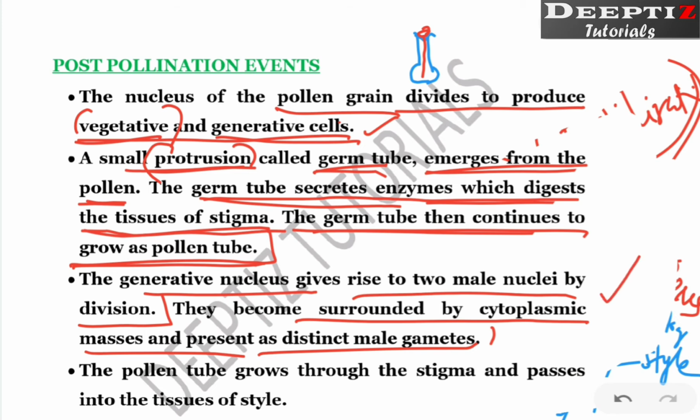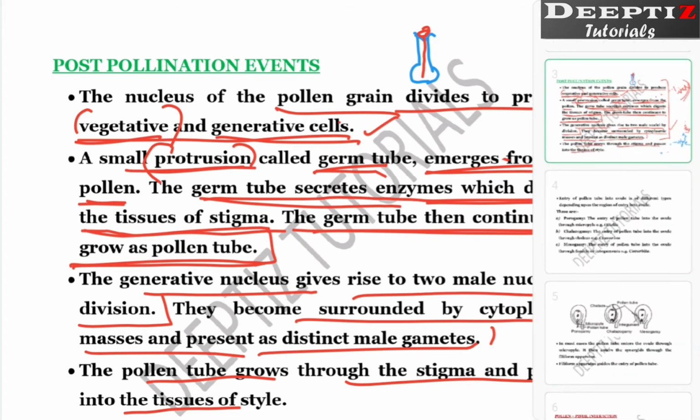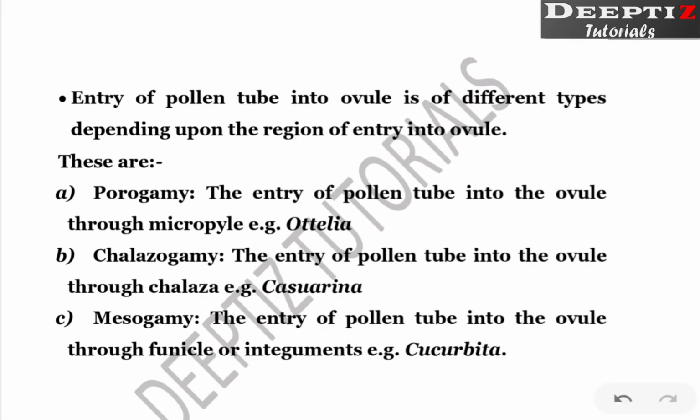Don't get confused with these points. Just now you make the point as a note, and with the help of the images I will explain what is the meaning of all these points. Now the pollen tube grows through the stigma and passes into the tissue of the style, right? Now, entry of pollen tube into the ovule.